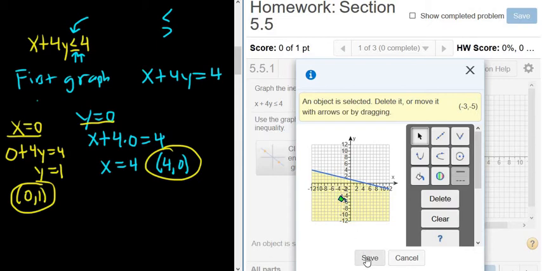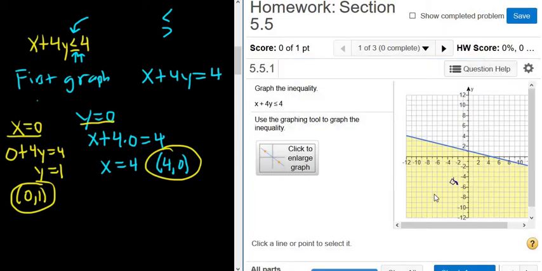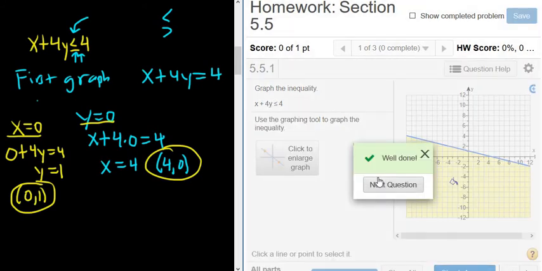Boom! Click save. The little bucket stays there. It's kind of funny. A cute little bucket. Click check answer. Hurrah! We got it right. So that worked. Hope that made sense.